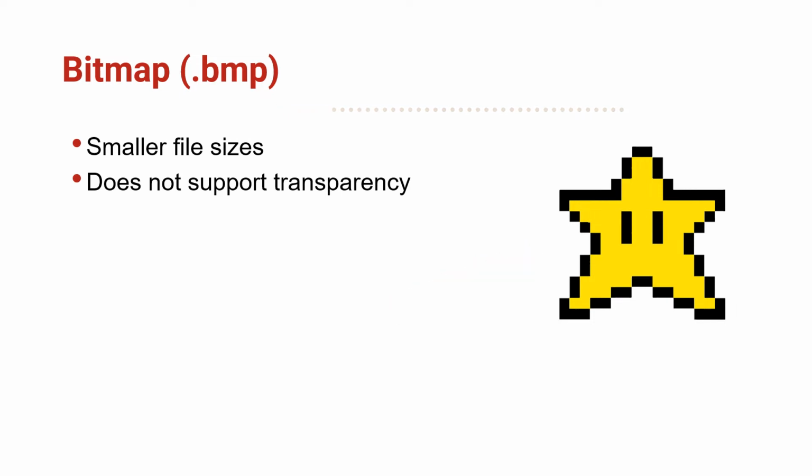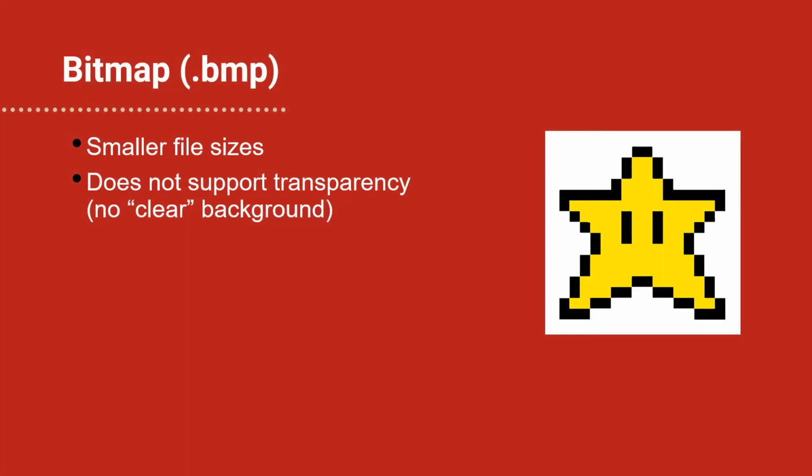Let me demonstrate. If I used this star bitmap image on a colored background, you'll notice that there's a white box surrounding the star. That box cannot be removed from a bitmap image and treated as if it were transparent, like glass. There is always a colored background in a bitmap image, even if it's white, black, or if it matches the background color it's placed on.